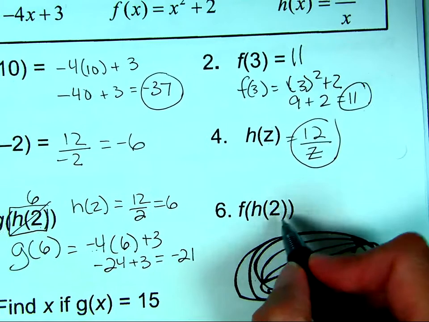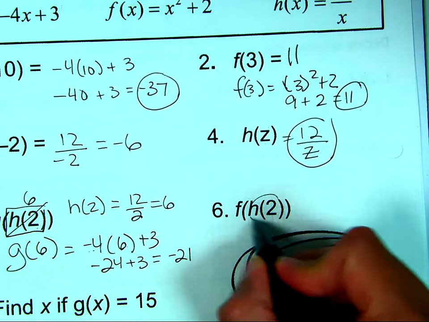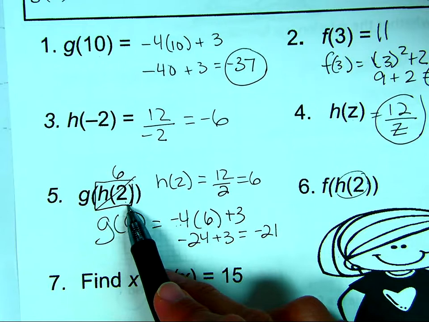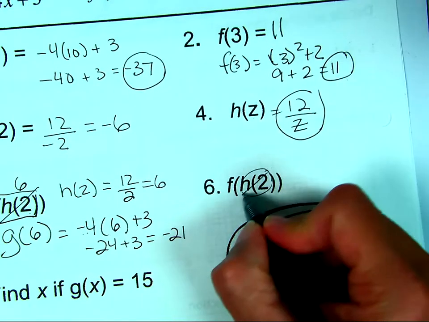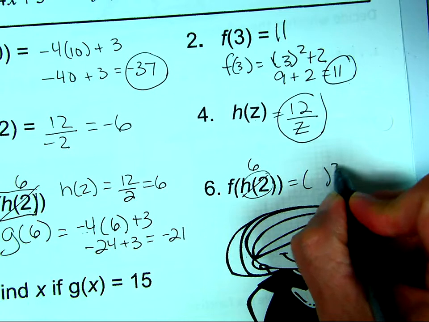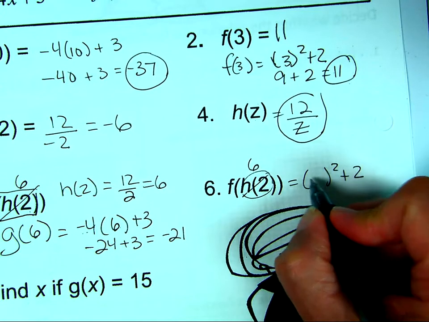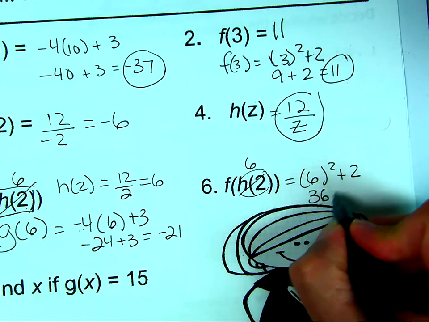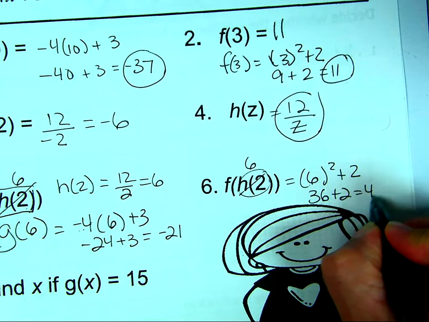So we'll do the same thing over here. h of 2, we've got to find that first. We already found it, right? We found it over here. That was 6, so we don't really need to do it again. So now I have to find f of 6, which is x squared plus 2. So when I put 6 in there, I get 6 squared. That's 36 plus 2, which gets me 38.